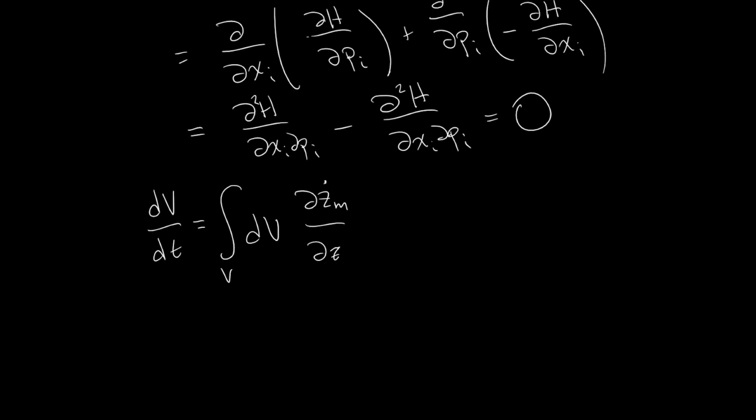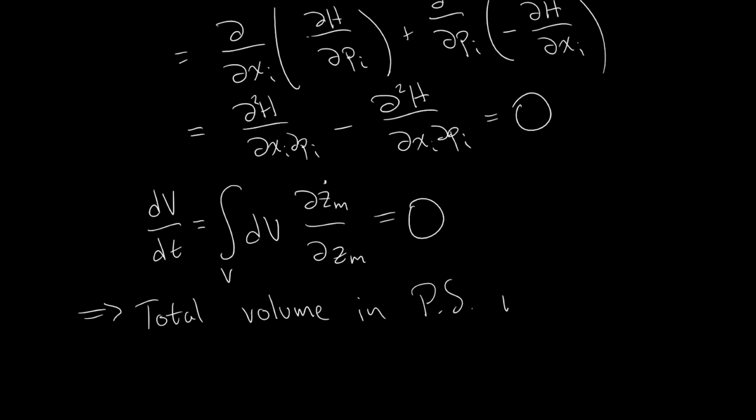So what we've shown is that dV/dt equal to this integral of d z dot sub m over dz sub m is equal to 0, which means that the total volume in phase space never changes. Never changes. It's a constant. It's a complete constant.